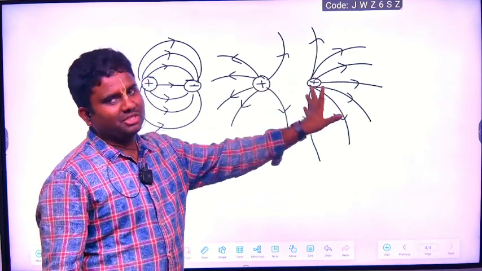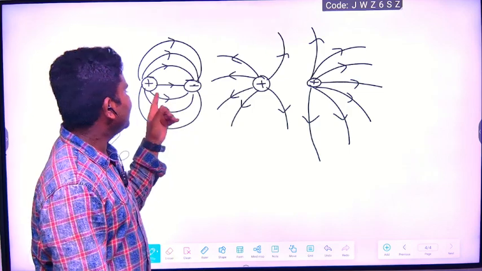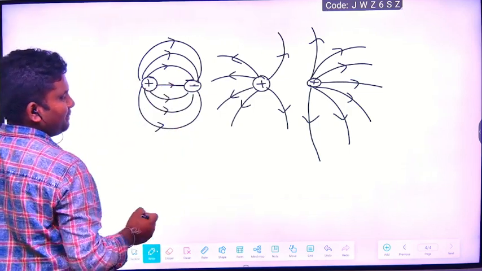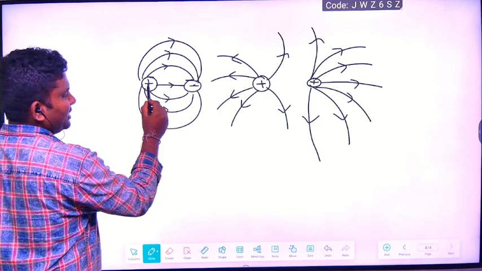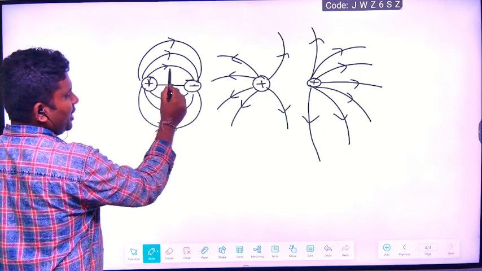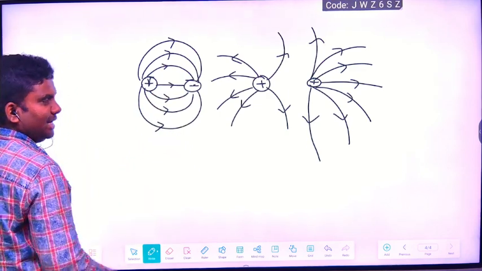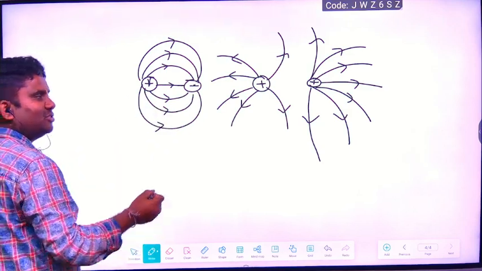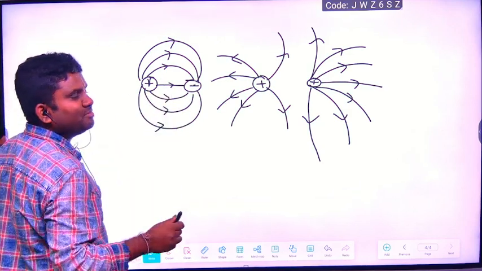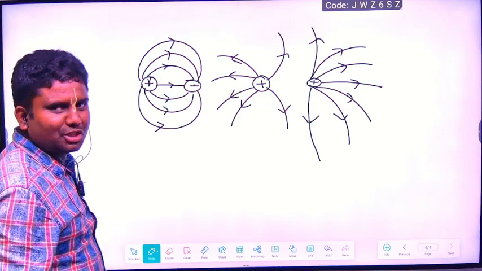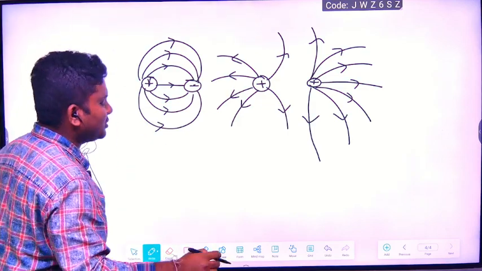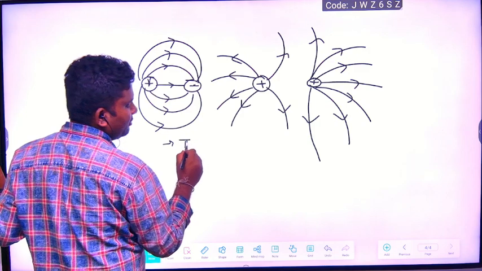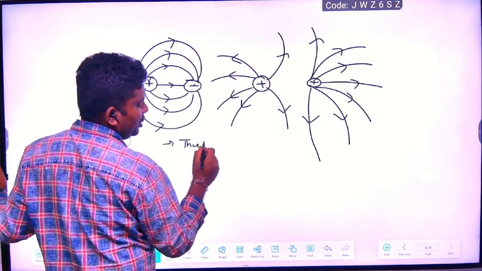There is no termination. But here, electric field lines start from the positive charge, go and end at the negative charge. They do not start again from the negative charge and come back to the positive charge. It's not happening, so this is not making a complete loop. It's making a half loop. Understood? Only a half loop will be there. That's why the property of electric field lines is that they never make a loop.